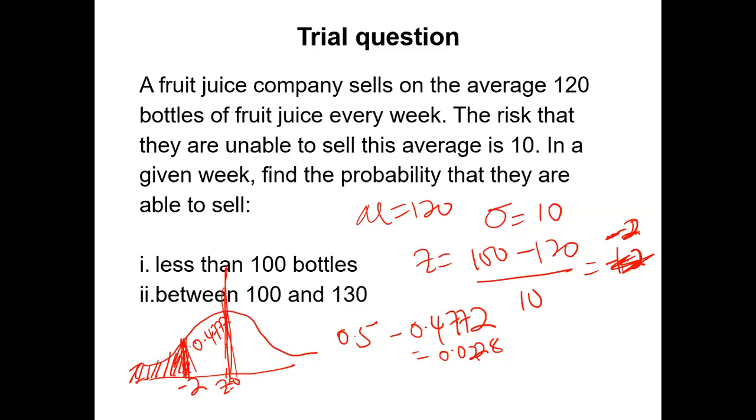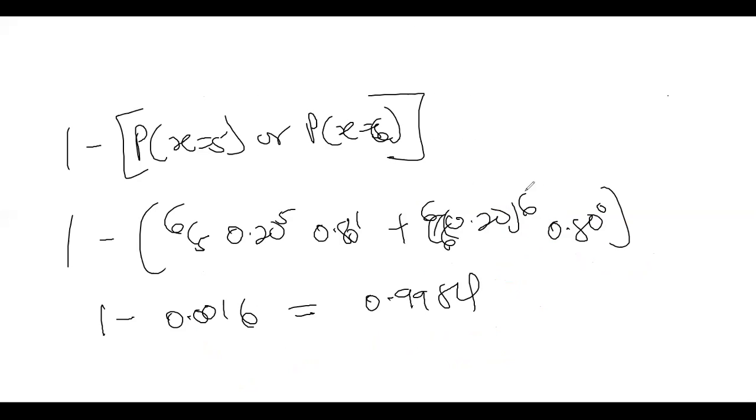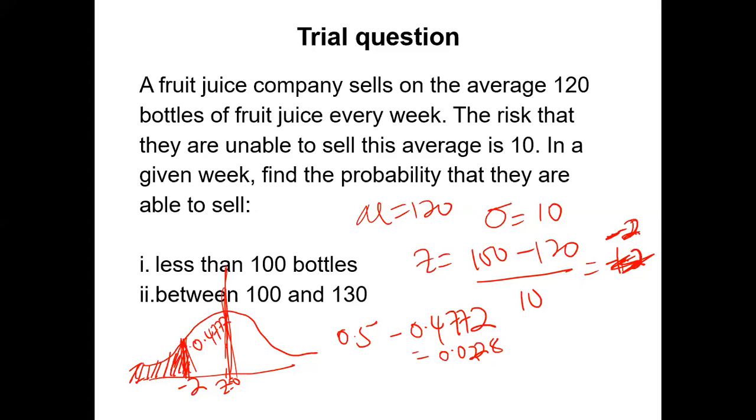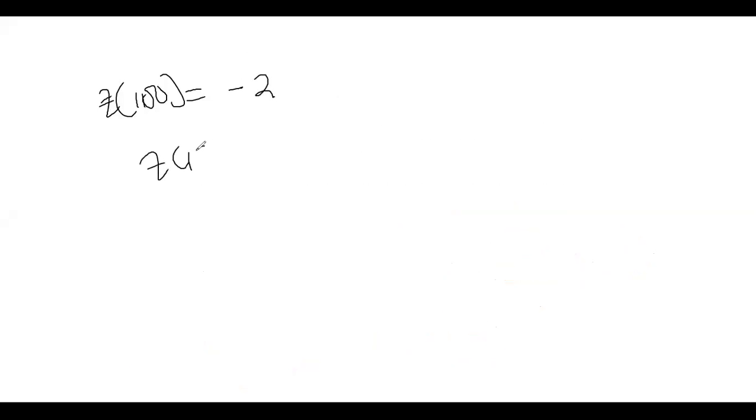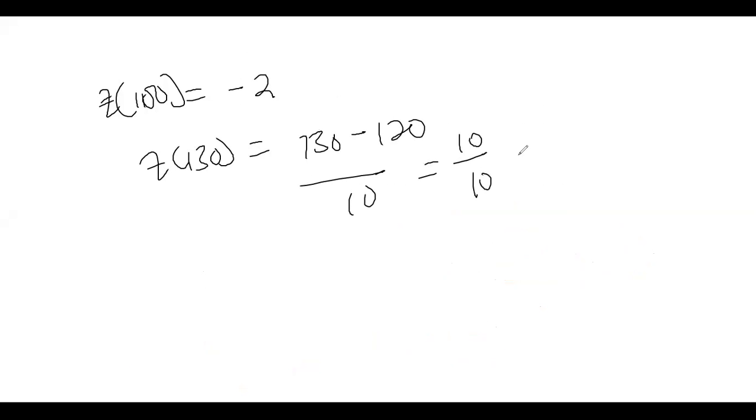Then finally, between 100 and 130 bottles, okay? So the question says between 100 and 130 bottles. We've already standardized 100 to be -2, right? So we now have to standardize 130. If you want to standardize 130, it will be 130 minus the mean, which is 120, with a standard deviation of 10. So you have 10 over 10. That will give us 1.